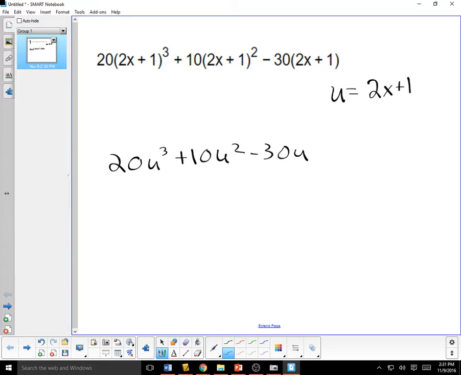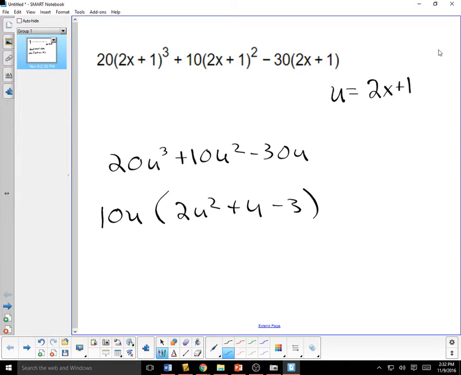Well, let's get to this first, and then we can answer all the questions. This is okay with everybody? Then I can go ahead and treat it the way I used to before. I can factor out that 10u, correct? What would be left behind? Well, I would have 2u squared plus u minus 3.